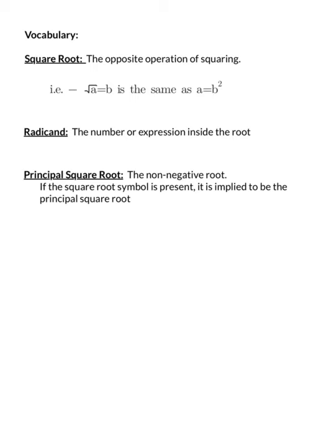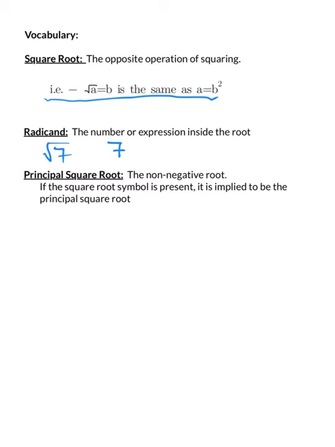Let's start with some basic vocabulary. A square root is the opposite of squaring, i.e., the square root of a equals b is the same thing as saying what squared equals a. The radicand is the number or expression inside the square root. For instance, if you have the square root of 7, 7 is the radicand.